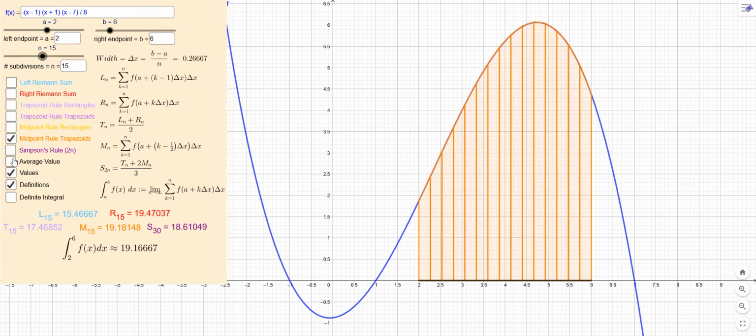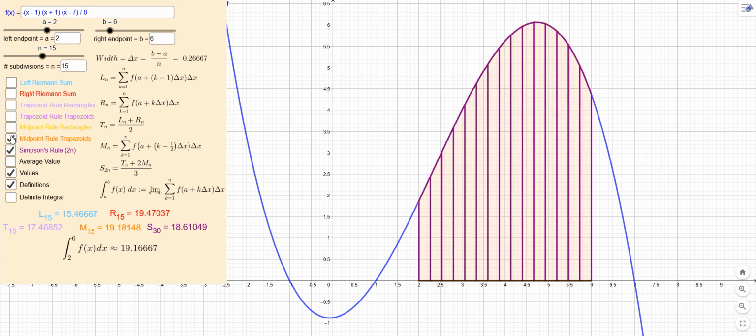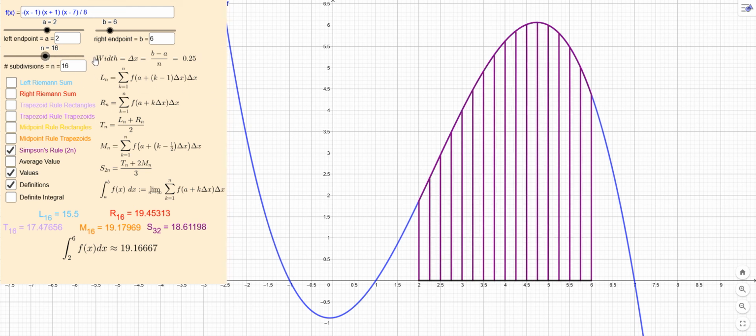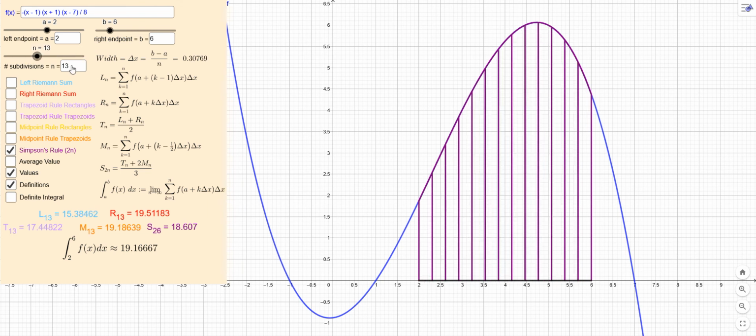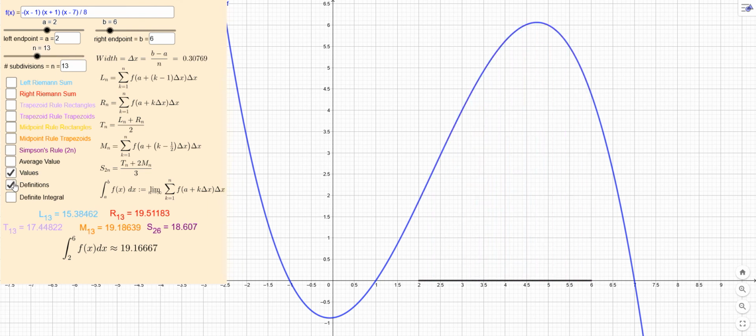But Simpson's rule works even better. And Simpson's rule is the area there. I don't have it shaded here, but it's the area there, and it gets closer and closer again as we let n get bigger and bigger. You can look at the numbers down here and see them converging as well. And of course, the thing that it's coming in on here is the definite integral, which is that.